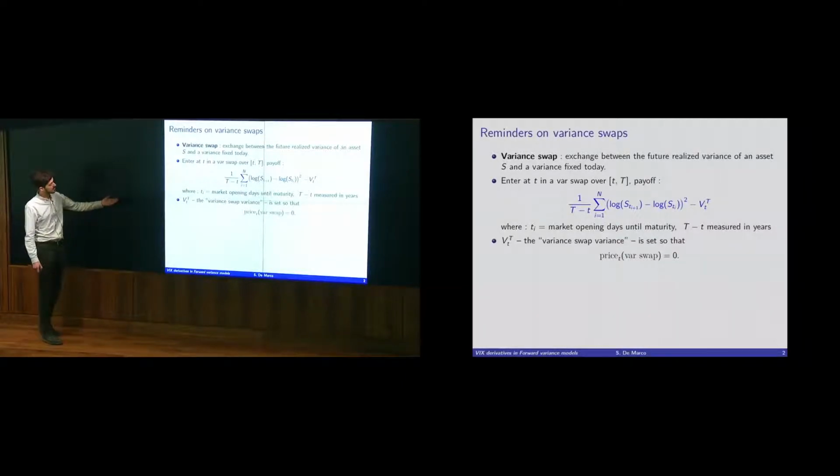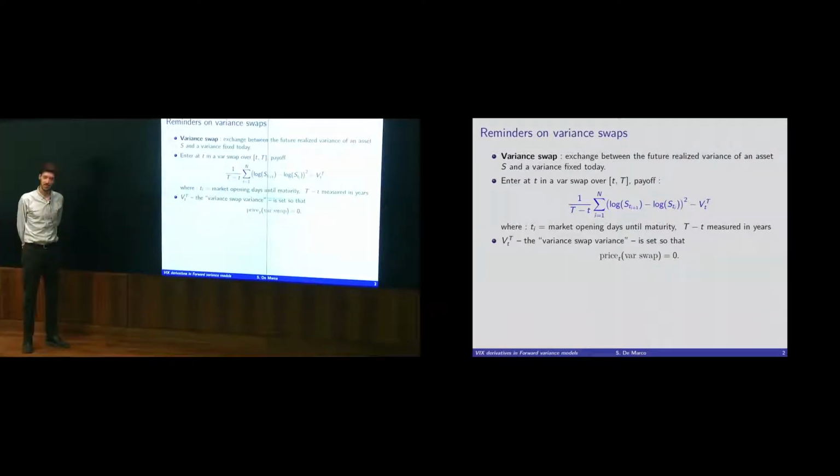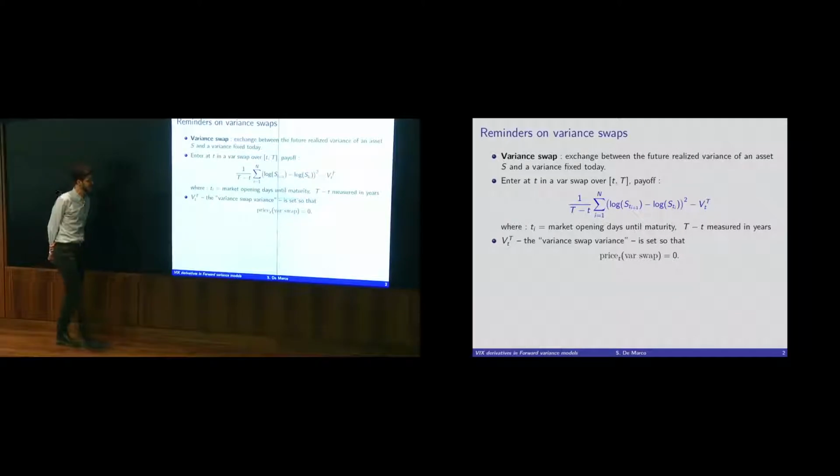So this V is what we call the fair strike of the variance swap, or sometimes, as I call it, the variance swap variance, right? And it is set so that, as usual for a swap, this constant V(t,T) is set so that the price to enter this contract for each of the two parties is zero today, right? So the price is zero, and the quotation of the var swap is made by the value of this V, okay?